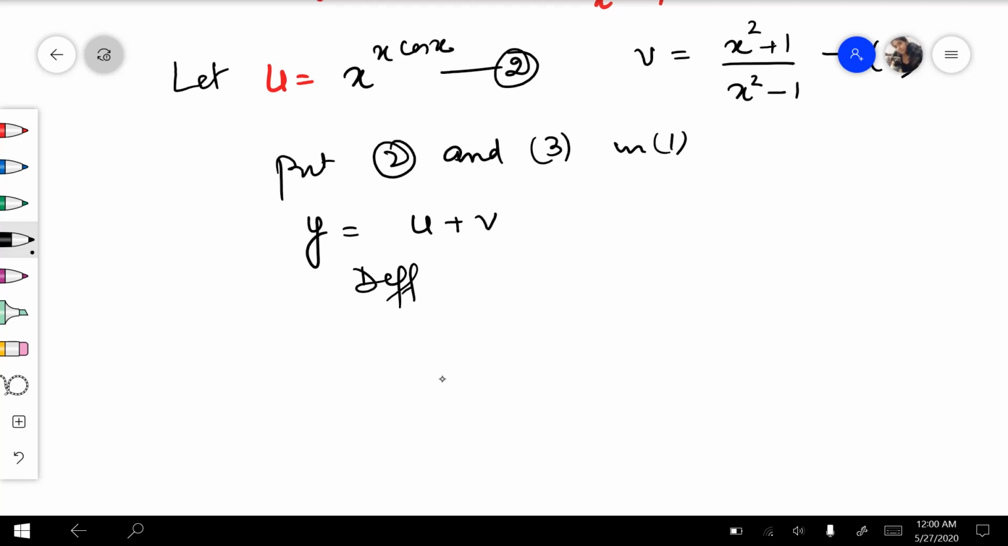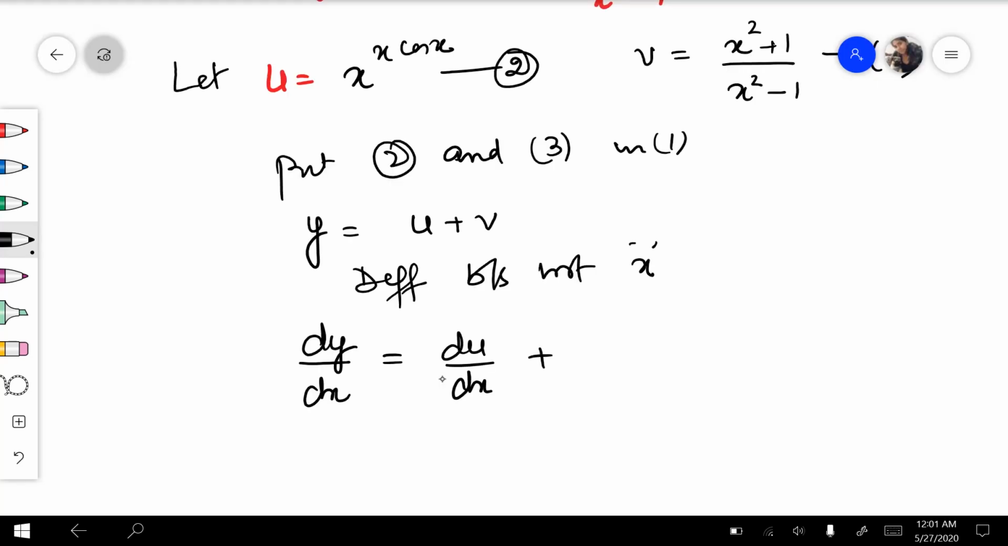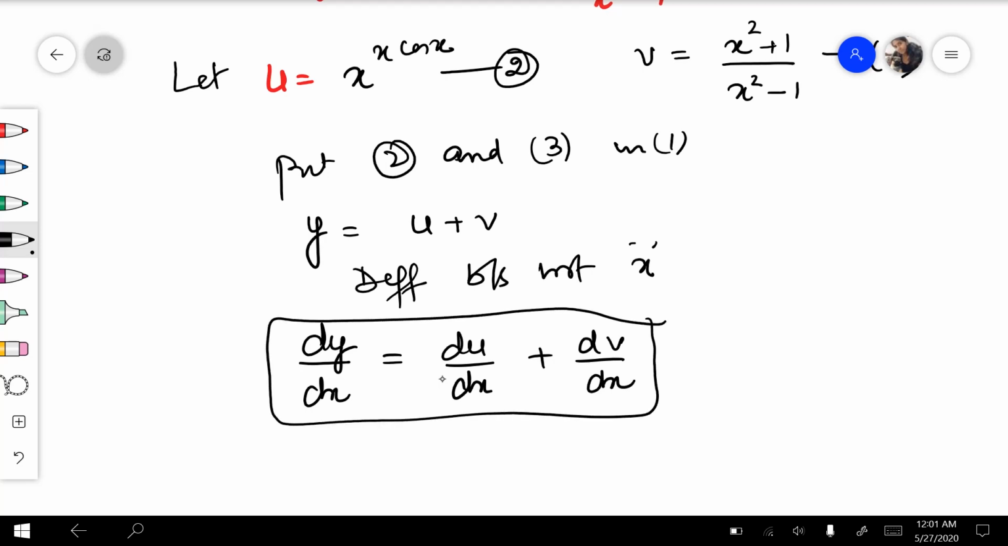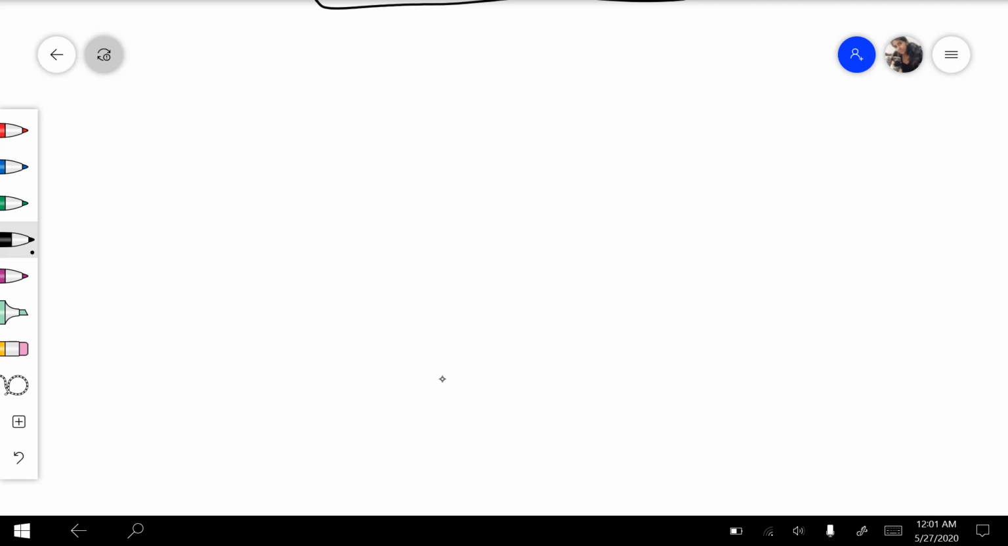Now differentiate both sides with respect to x. That gives you dy upon dx is equal to du upon dx plus dv upon dx. That means to get the final answer we need du upon dx and dv upon dx, where u we have like this and v we have like this. So consider u is equal to x raised to power x cos of x.